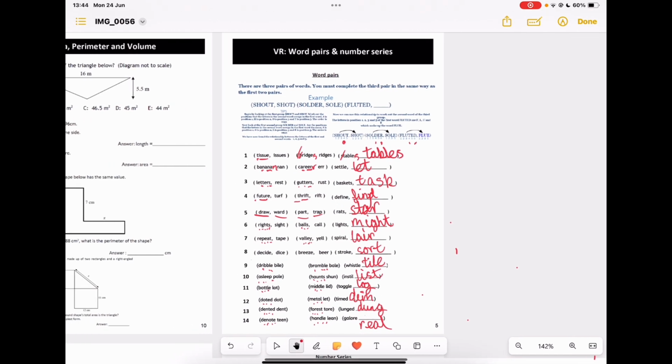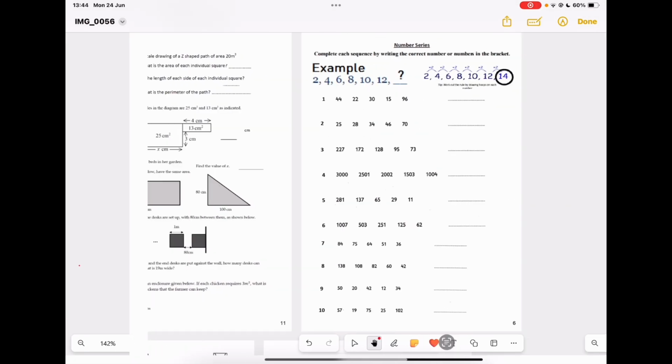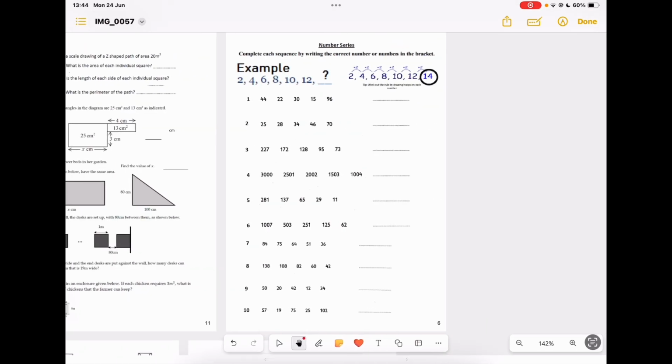Next, we are going to move on to page 6, number series. So this is exactly the same as sequences in maths. There may be more abstract thinking, or less mathematical processes, but this one really is the same thing. So you could say this one is more of a pattern than a sequence.